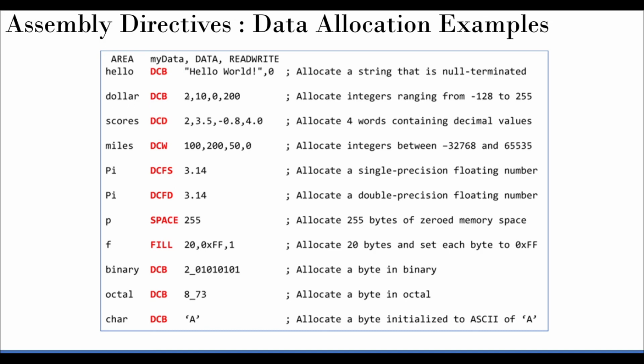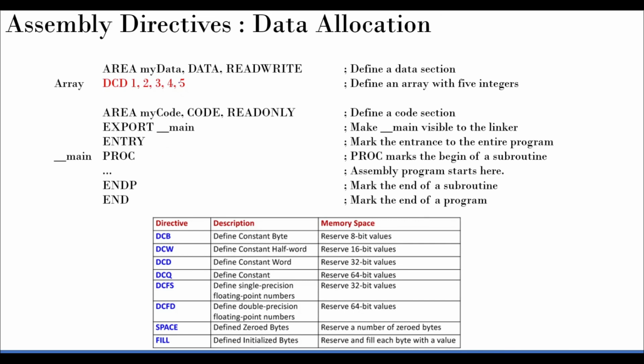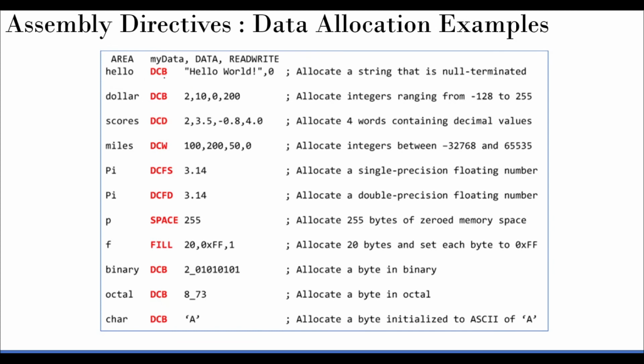Similarly, DCB, actually DCB is a byte, it's 8 bits, it's direct ASCII. So each one of them will be stored as ASCII, it's not DCD, sorry. DCB means each one will take 8 bits. That's the meaning here. Similarly, scores, this is 32 bits for each value. Remaining all are self-explanatory for you. I hope it's pretty clear.